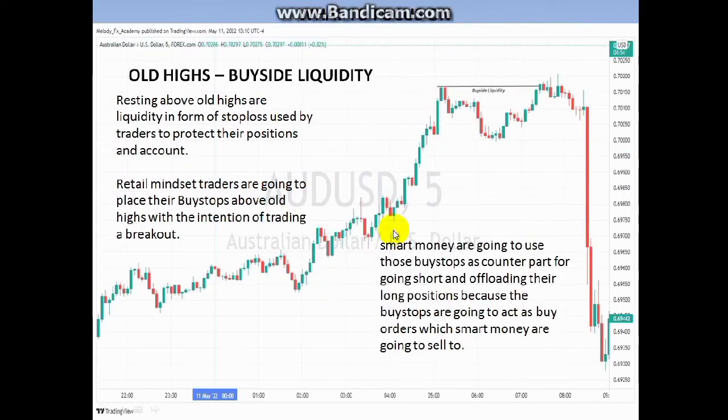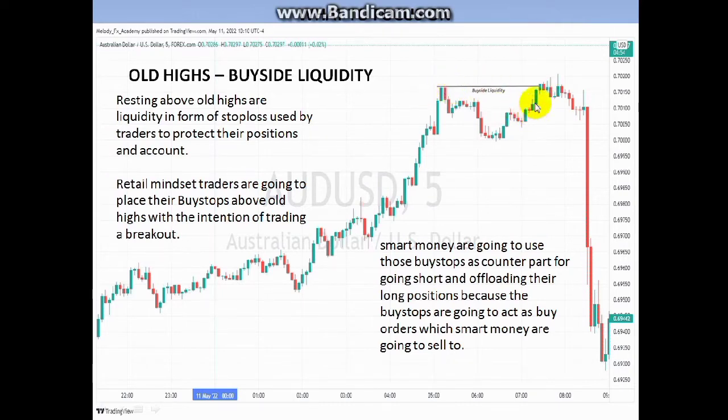So when we have a situation of an old high, in this example, two things are actually resting above these old highs. We have those that were lucky enough to go short from here, and they'll probably have their stop loss right there. Then we have those that see this as following the trend, and they are going to want to trade this as breakout traders. So they are going to have their buy stops resting above this old high.